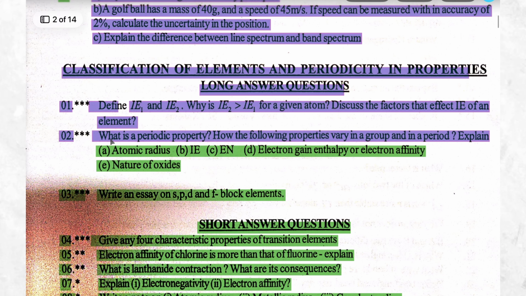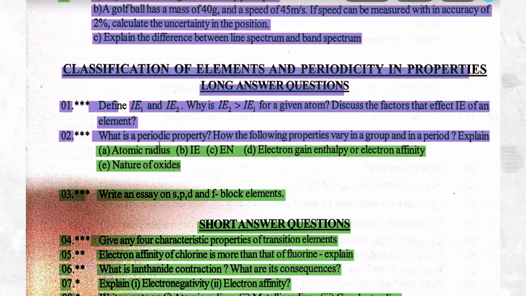Next important, triple star. See, triple star question here. So what is the periodic property? How the periodic properties vary in a group and period. This is important. So here sometimes atomic radius, ionization enthalpy, electronegativity, electron gain enthalpy or electron affinity, nature of oxide like this. There are two questions.